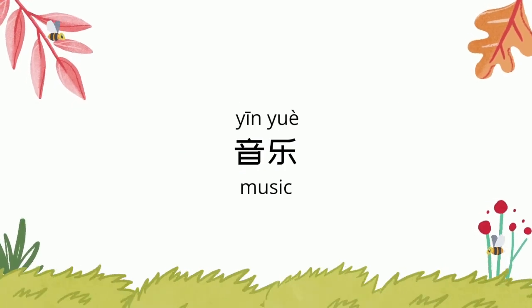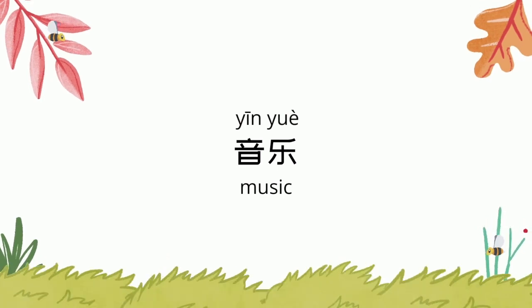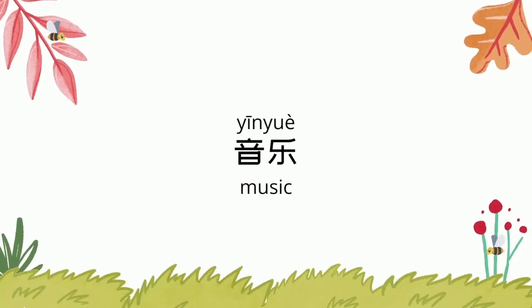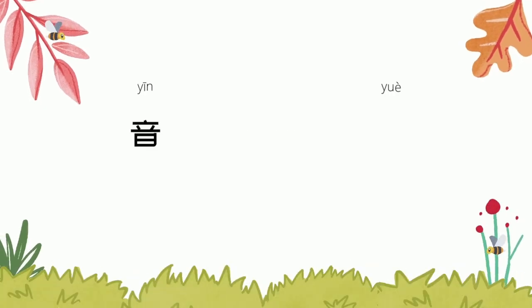First, let's look at the words 音乐. When put together, these two words form what is called a disyllabic unit. The word 音乐 definitely means music. But what happens when we take these two words apart?